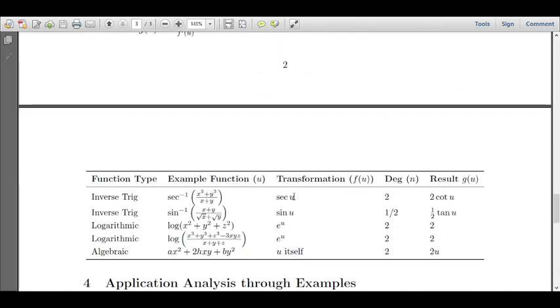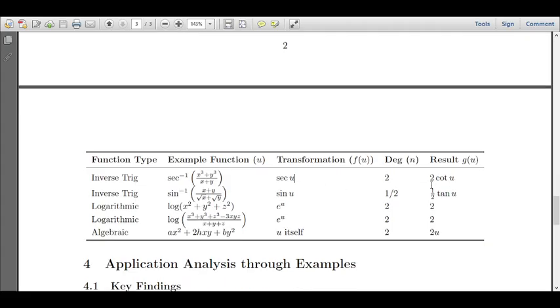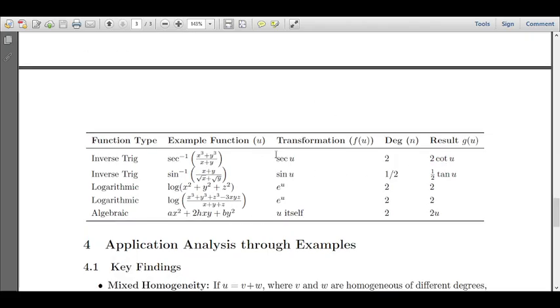What is f of u? Secant u. So 2 times secant u divided by, in the denominator, the derivative of secant u. Derivative of secant u is secant u tan u. Secant u cancels, so 2 into 1 by tan u, 1 by tan u is cot u. So we'll get 2 cot u. In this way, we will do all these problems.